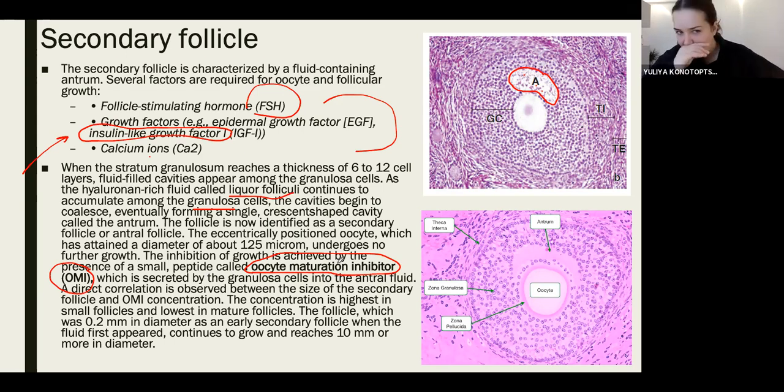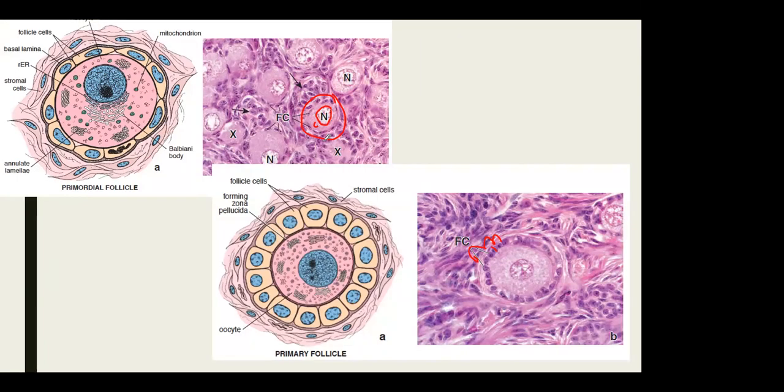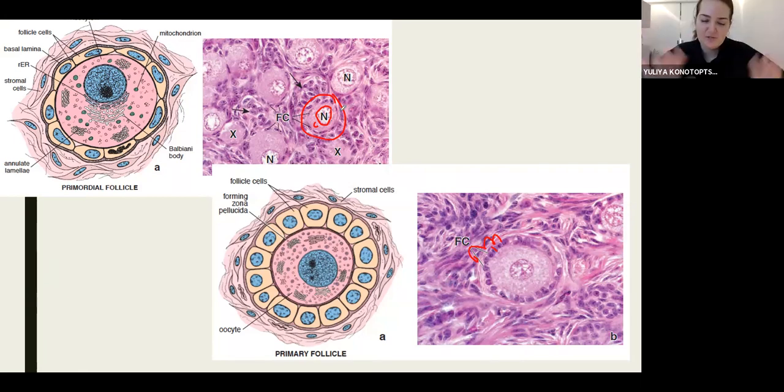Oocyte maturation inhibitor is made by the follicular cells. Follicular cells make it all the way here in the primordial follicle. Okay, so they are making OMI. The reason for this OMI is that your primary oocyte does not become a secondary oocyte. You have to be way more specific.